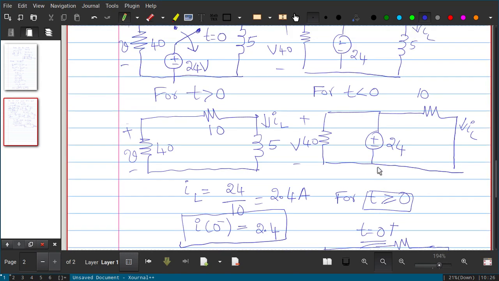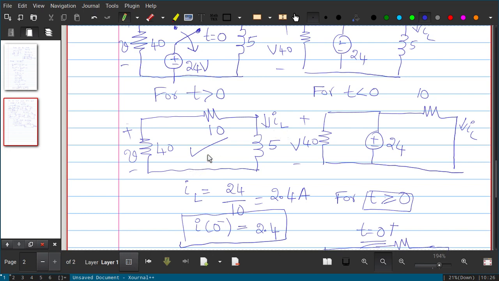This is the circuit. Initially it will be 2.4, then you can replace it again by an inductor itself where the current is decaying. So this is the circuit next. Now the question is we have to find the voltage V at 0.2 second. For that we will first find what IL is at 0.2 second, then we can substitute here.